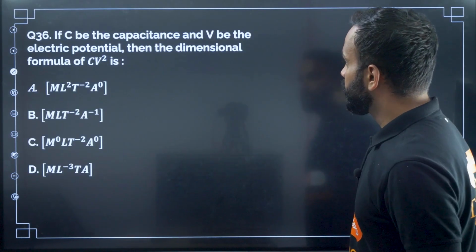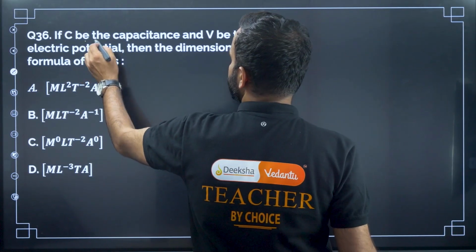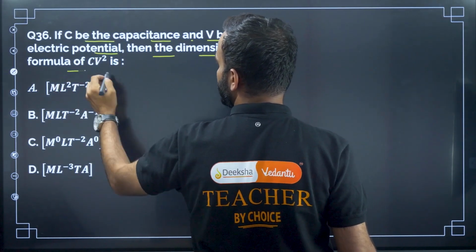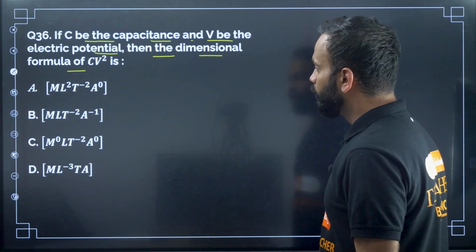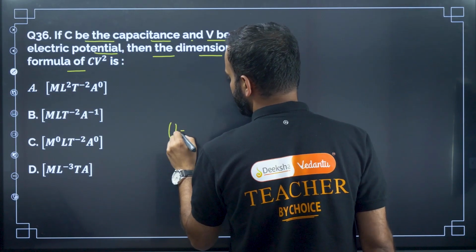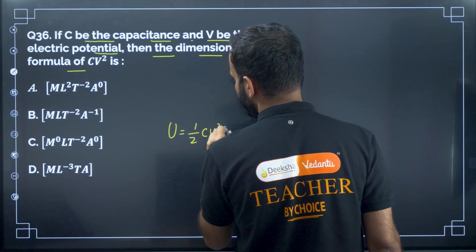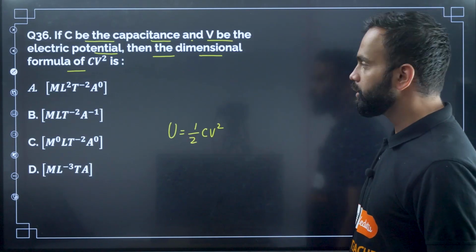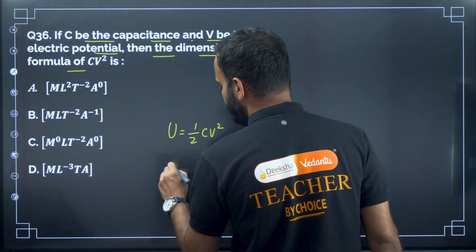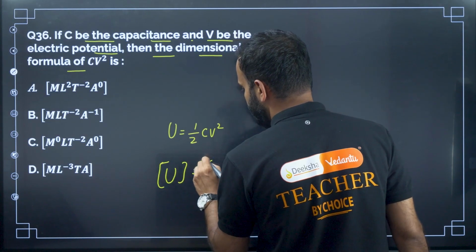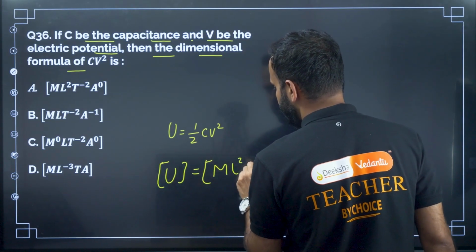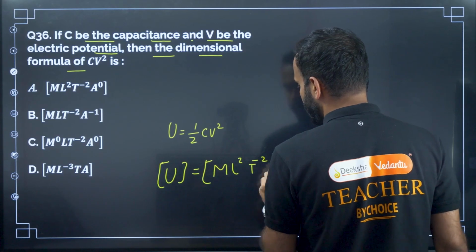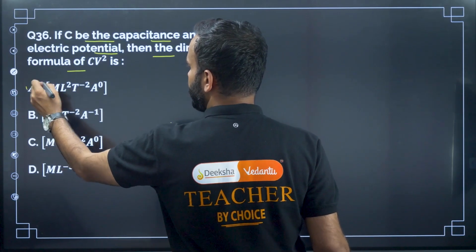Next one, question number 36. If C is the capacitance and V is the electric potential, then the dimensional formula of CV squared is. We know that the energy stored in the capacitor U equals half CV squared. So the dimensional formula of energy is the same as the dimensional formula of CV squared. The dimensional formula of energy is M L squared T to the power minus 2 A to the power 0. So the correct option is A.